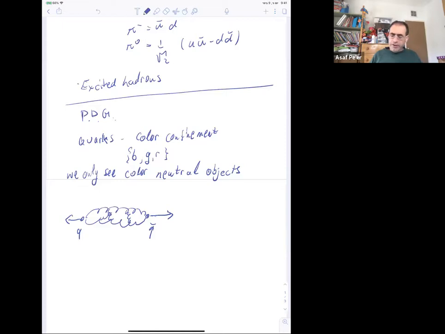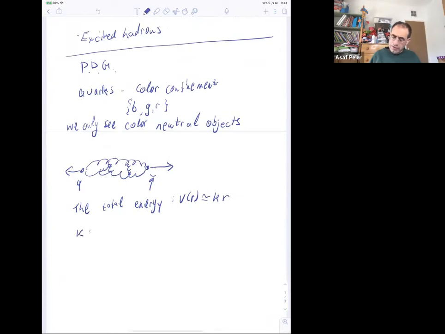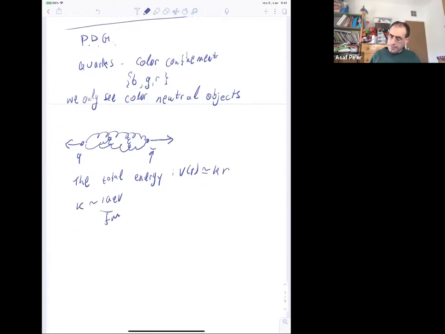So the energy density in the field is fixed, but the total energy is going to be proportional to the distance. The total energy, V of R, is going to be linear with the distance, where K is 1 GeV per Fermi. So in SI units, this is 1.6 times 10 to the minus 10 divided by 10 to the minus 15. That's of the order of 10 to the 5 Newton, which is a huge number when it acts on a small quark.